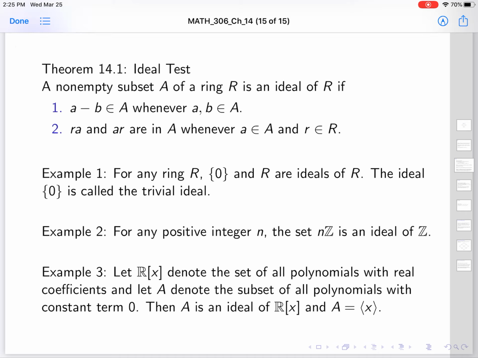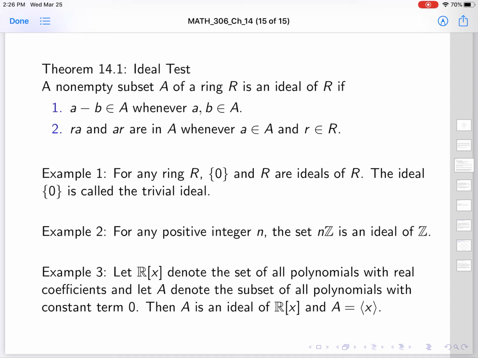Now we have a test to see if something is an ideal. Theorem 14.1, the ideal test. A non-empty subset A of a ring R is an ideal of R if a minus b is an element of A whenever a and b are elements of A, and ra and ar are in A whenever a is in A and r is in R. So this is our ideal test.